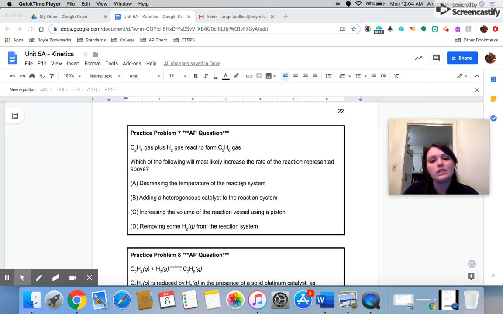We don't want to do C. Removing some hydrogen gas from the reaction system? Well, that's just a fun way of saying decreasing the concentration of hydrogen gas. It's going to do the opposite of what we want.